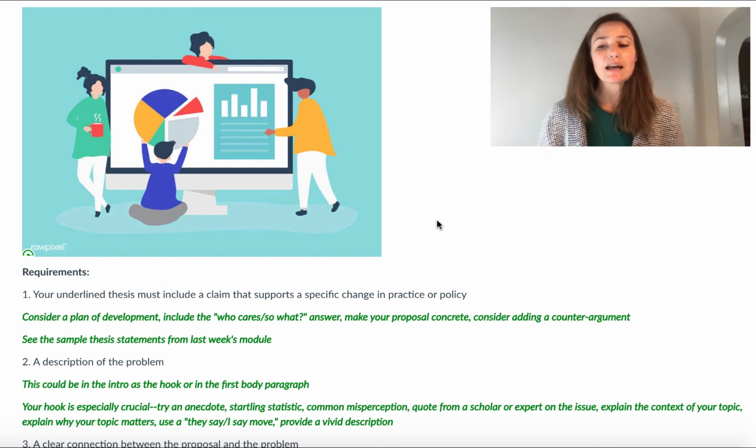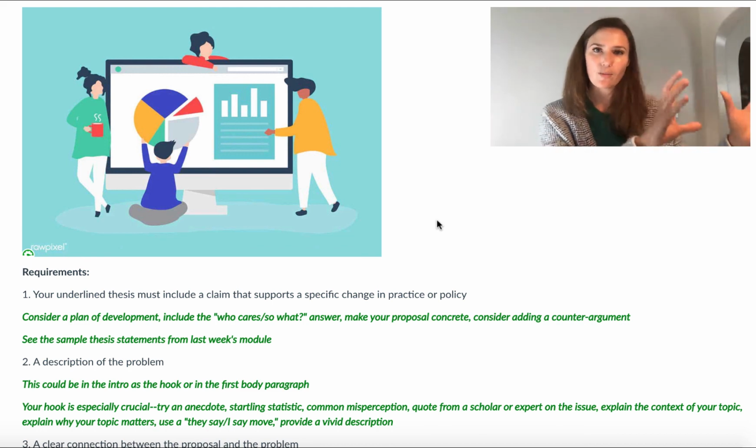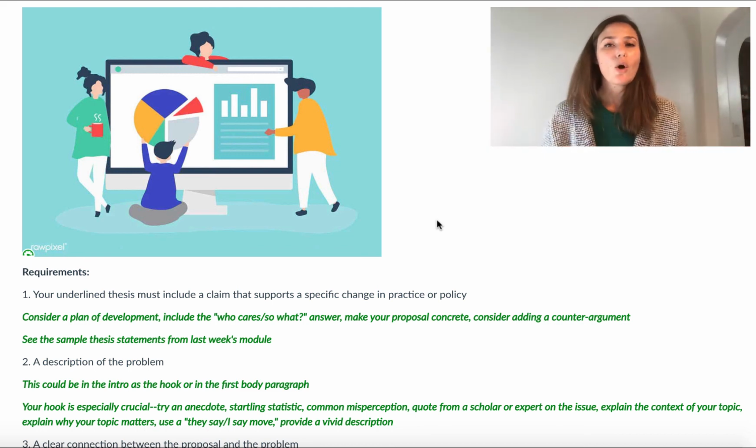Explain the context of your topic or the history of your topic. Explain why your topic matters. You can use one of the templates that I showed you earlier in the semester, a they say, I say move, write what other people say and then what you're gonna say. Or you could describe something in vivid detail.